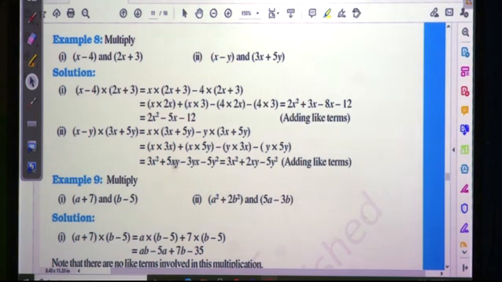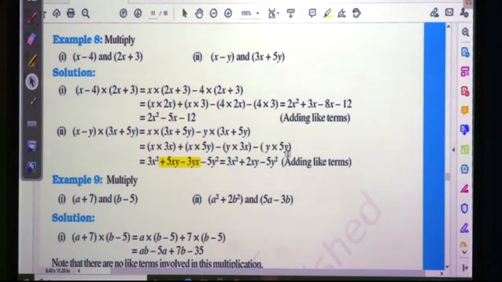Okay. x into 3x, 3x square. x into 5y is 5xy, minus 3yx, minus 5y square. Plus 5xy and minus 3yx are the like terms. So, 3x square plus 5xy minus 3yx becomes plus 2xy minus 5y square.